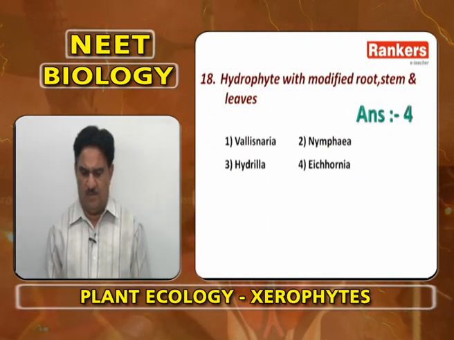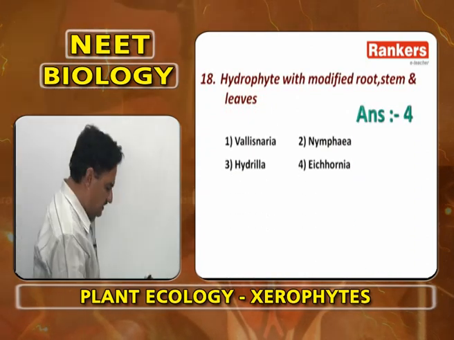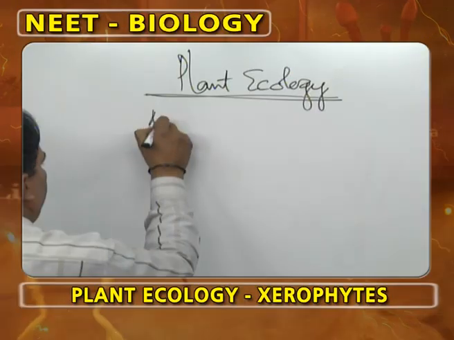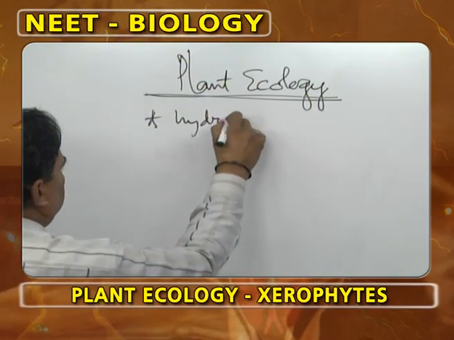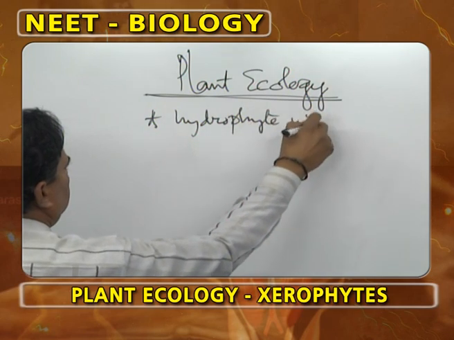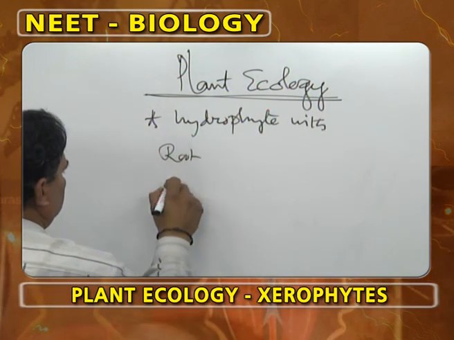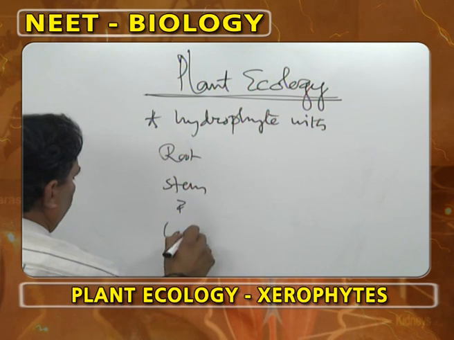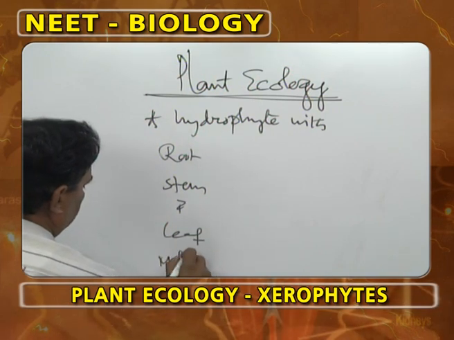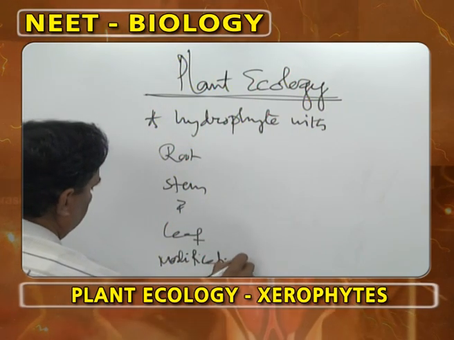Hydrophyte with modified root, stem and leaves. This is another important bit. A hydrophyte with root, stem and leaf modifications is Eichhornia.